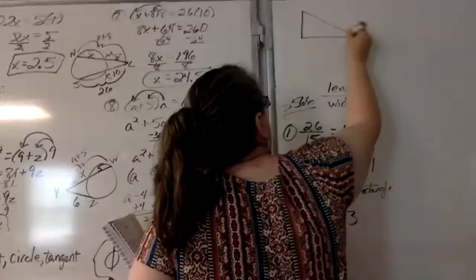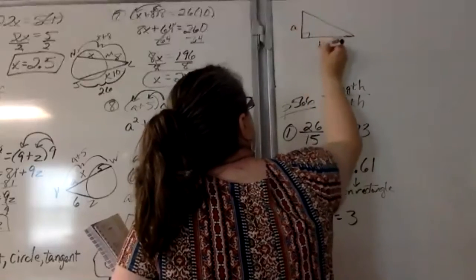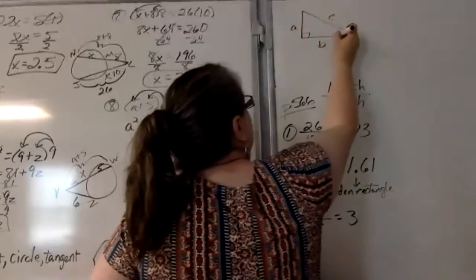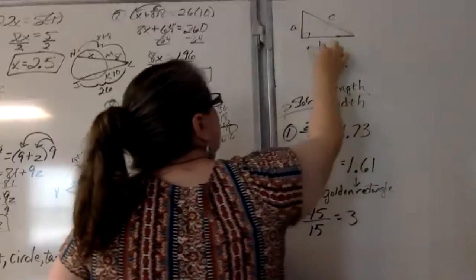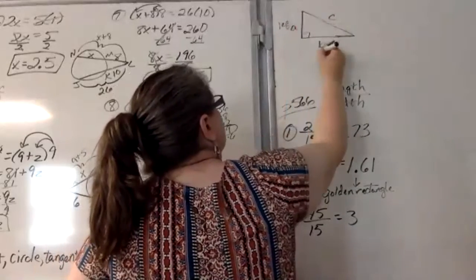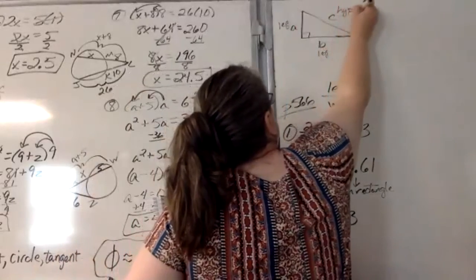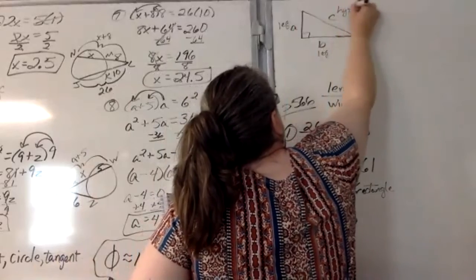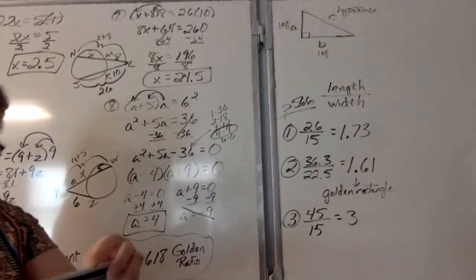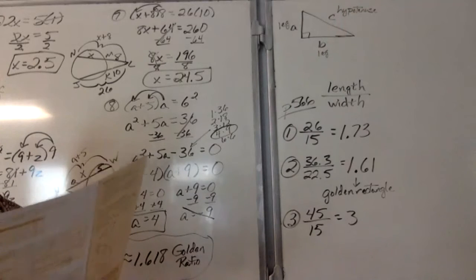Okay. That's not pretty, but it's there. This is A, this is B, this is C. So the two sides that make the right angle are legs. Okay, and the side up here is always our hypotenuse.